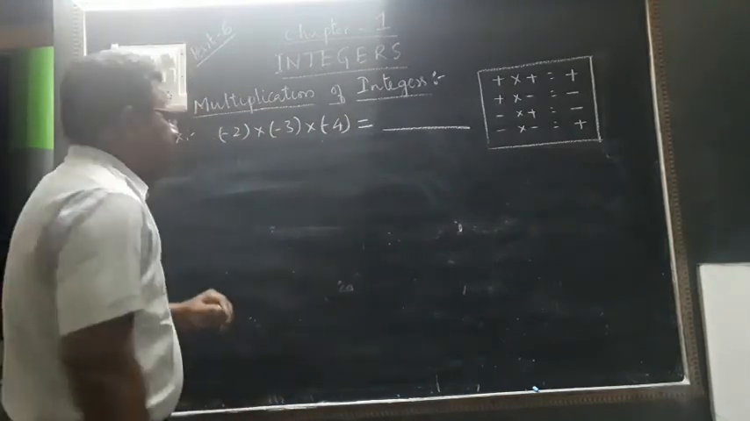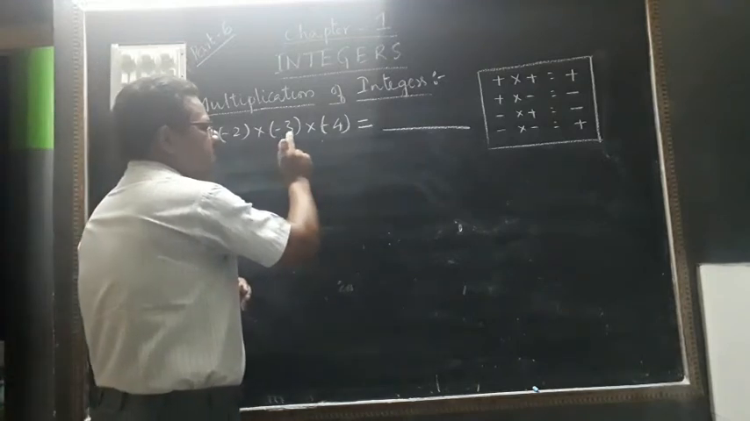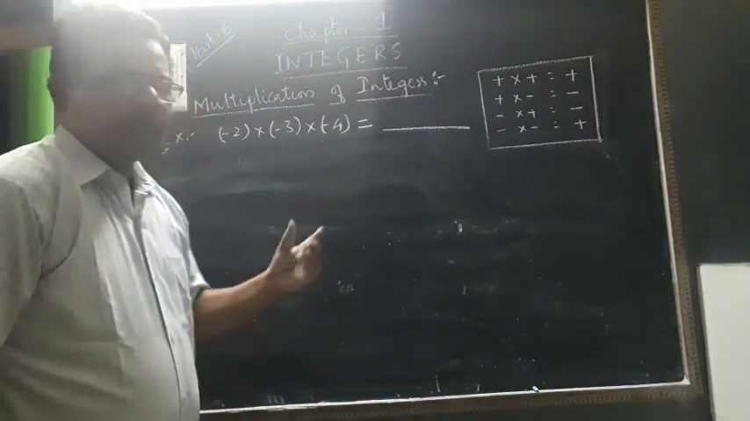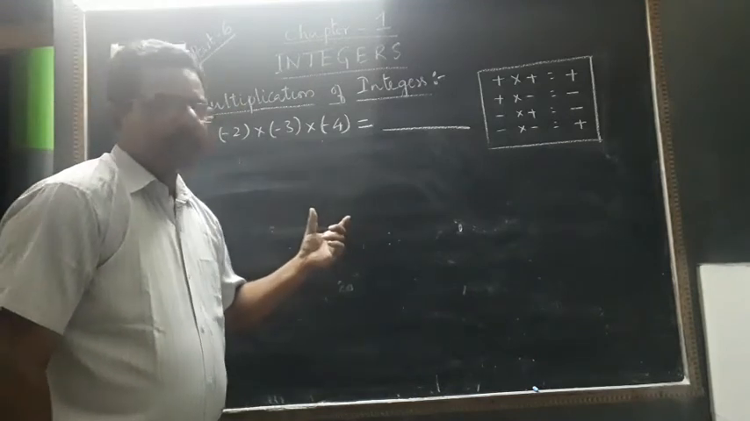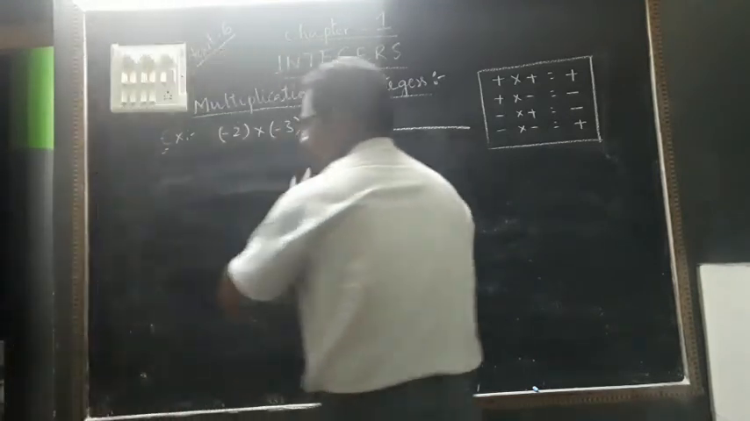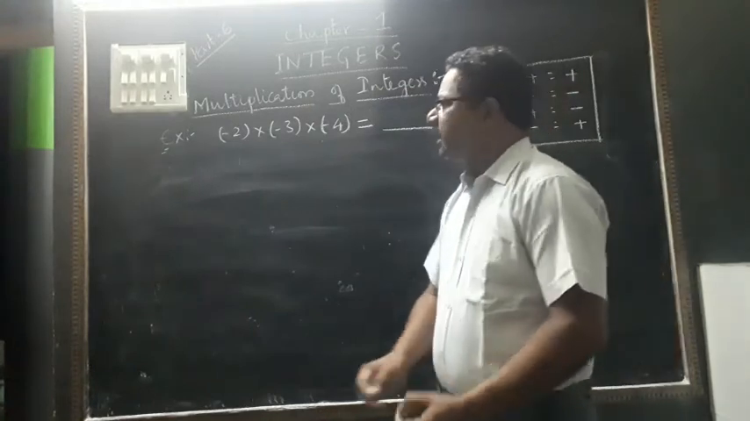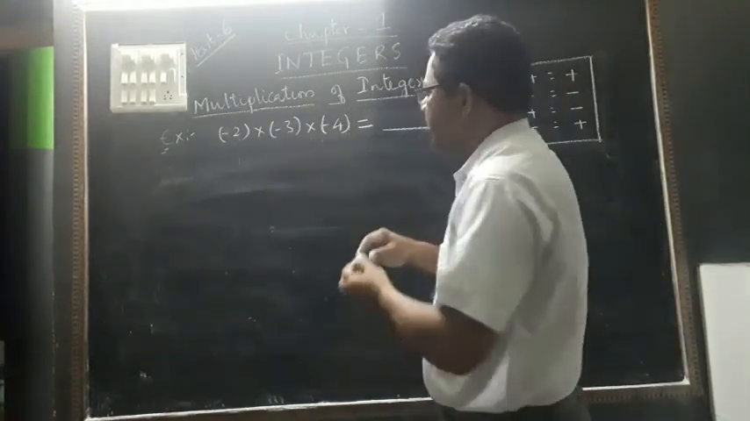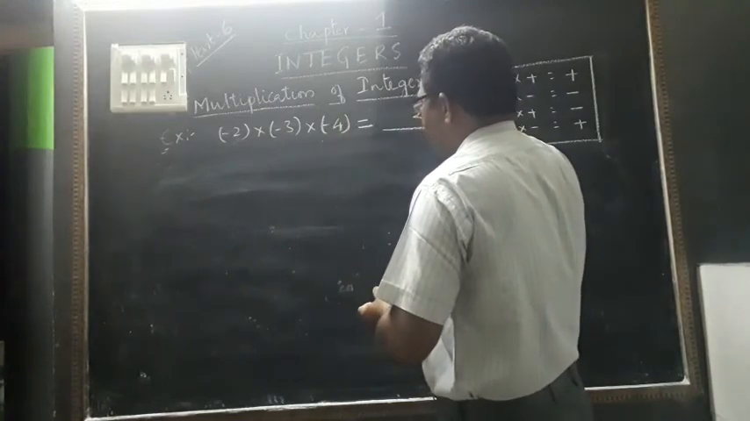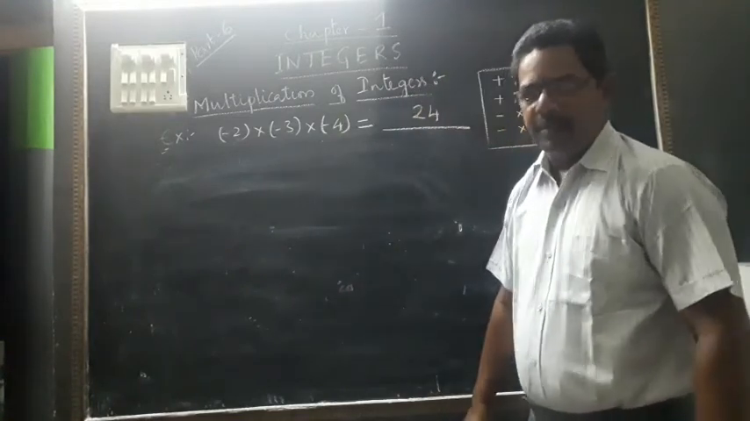That we shall see. Minus 2 into minus 3 into minus 4. These are the 3 negative integers I have taken. So these 3 negative integers we have to multiply. Multiplication is ordinary. 2 into 3 into 4. 2 3s are 6, so 6 4s are 24. That is the number we got. But what about the symbol?